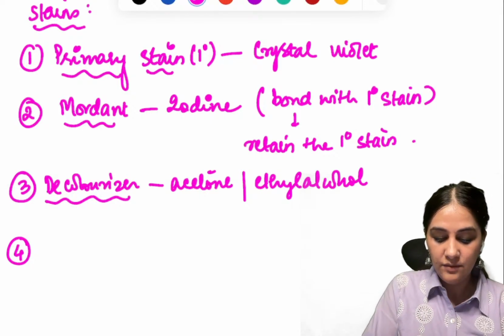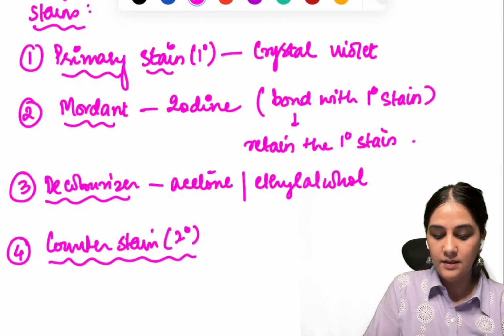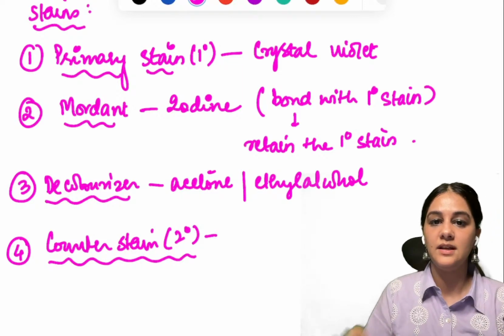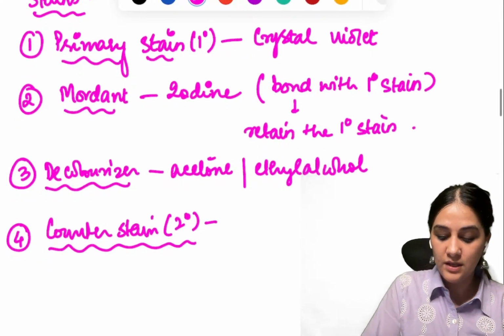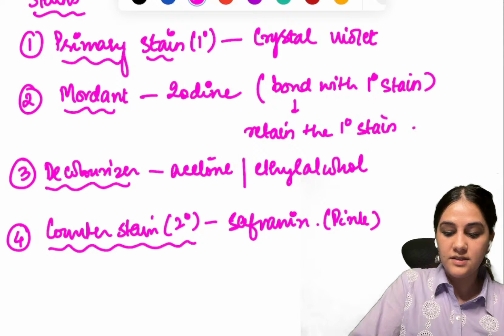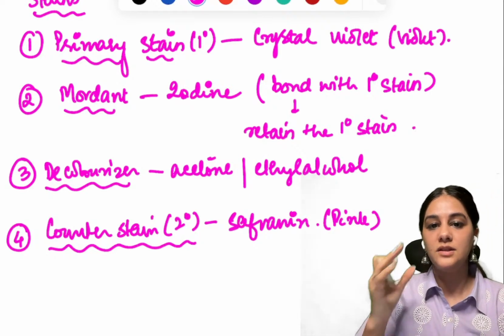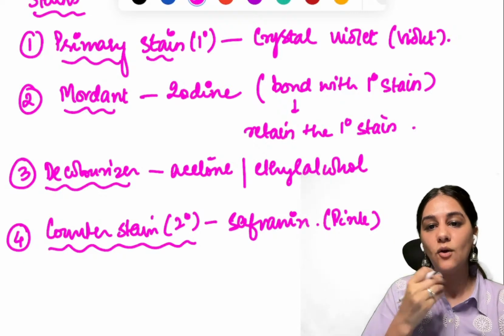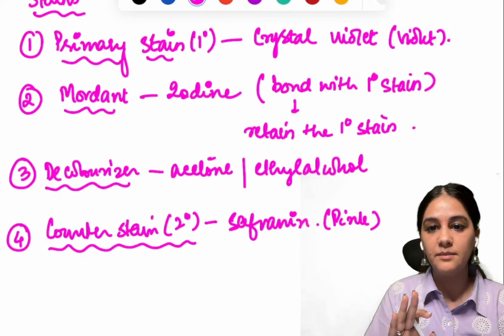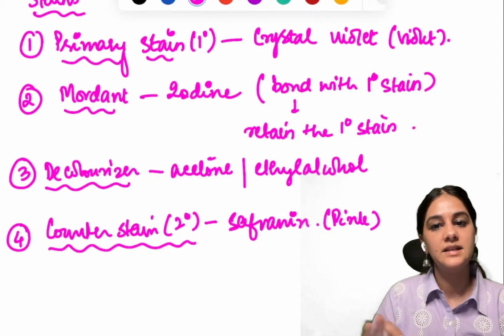Right? And then we use a counter stain, also known as a secondary stain. So counter stain or secondary stain. And what is the stain here that we use? We use safranin. Safranin is pink in color and your crystal violet is obviously violet in color, right? So safranin is your secondary stain. All the organisms that were unable to retain the primary stain are now going to retain the secondary stain, right? So that is the counter stain.